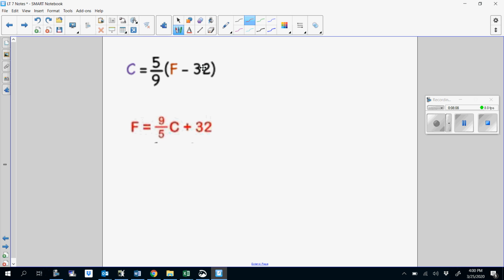F is 32. But the two different versions of the same formula, one of them allows you to plug in Fahrenheit easily and the other Celsius easily. So sometimes you have to manipulate the equation you're given, simply by dividing by 5/9 on both sides, and then adding 32 to both sides, and then you get the second equation. Let me just actually show that.